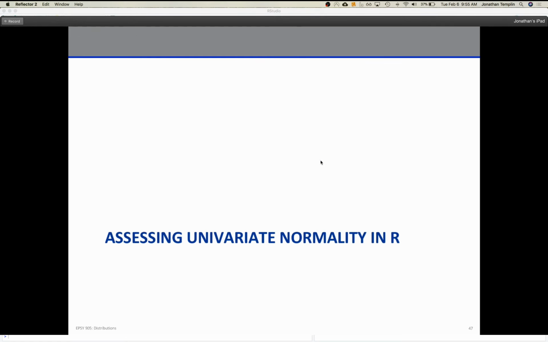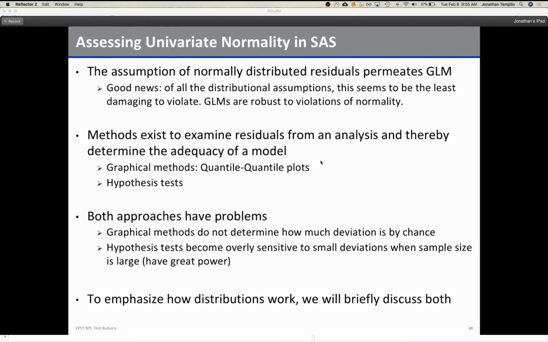Okay, finally, the last topic of this class. What do we do about normality or univariate normality in R? If we wanted to check whether this is not SAS, that's a previous class. In R, if we wanted to check whether or not the residuals turned out to be normal, we have methods to do so in R and in whatever package, including SAS.